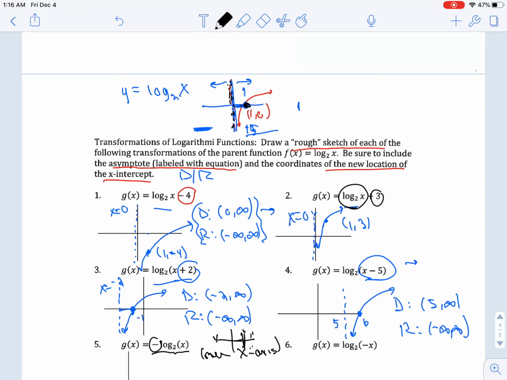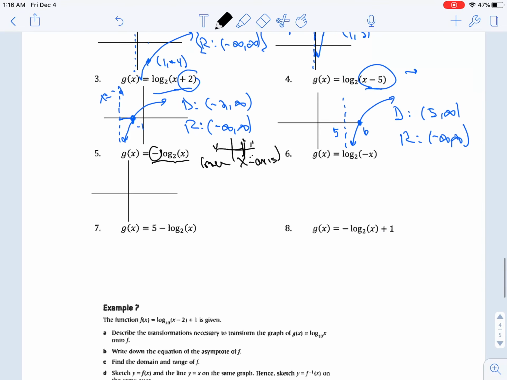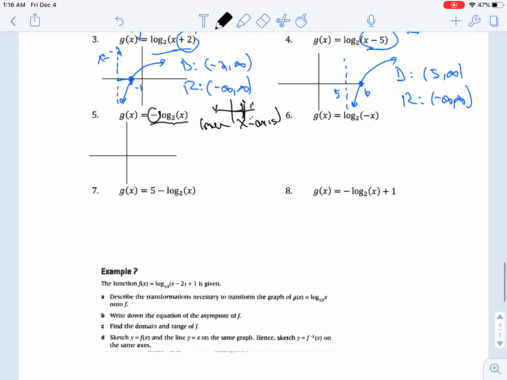But what will happen is the actual graph, this part that's down will reflect up. This part that's up here will reflect down. And so we're going to end up with the same asymptote, but the graph looks like this. And make sure that you label that with a 1.